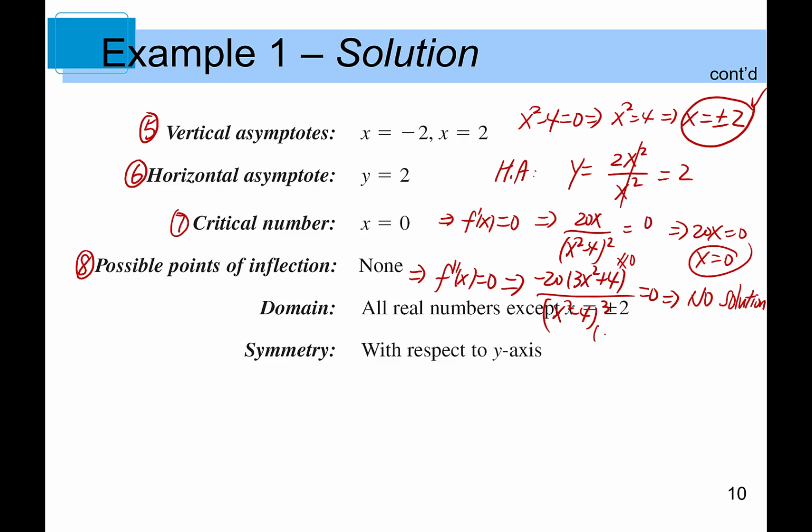You can also use interval notation. So it's going to be from negative infinity to negative 2, union, negative 2 to 2, union, 2 to positive infinity. Yeah. And that's the domain.